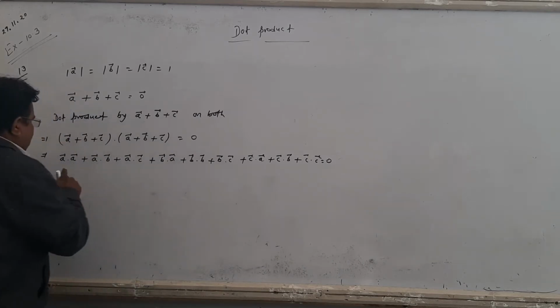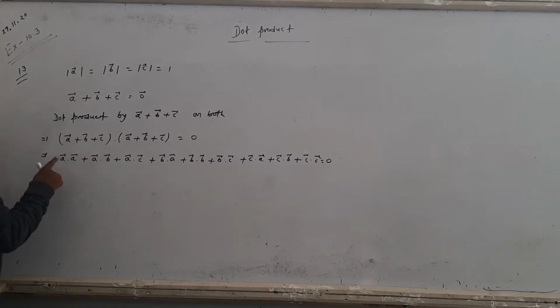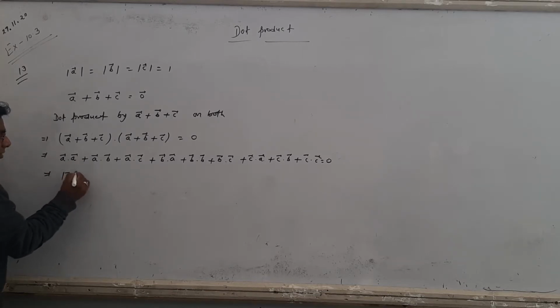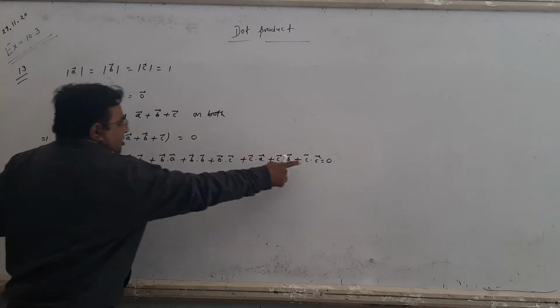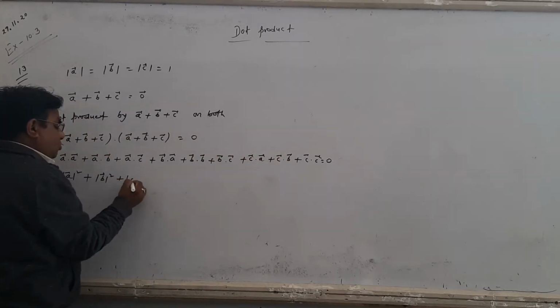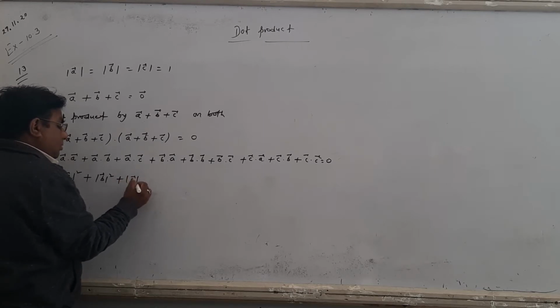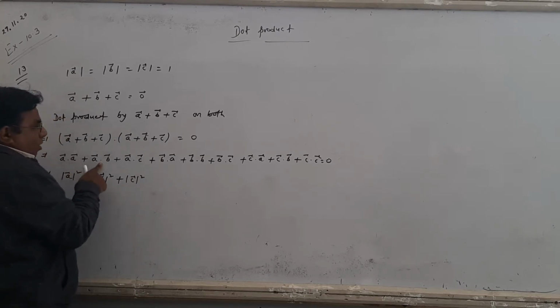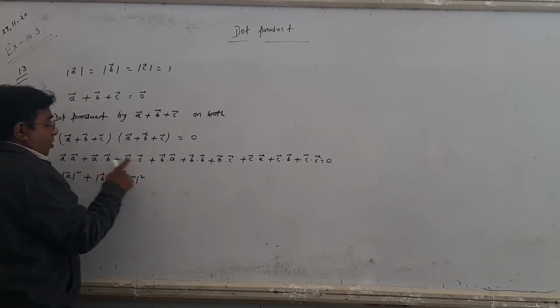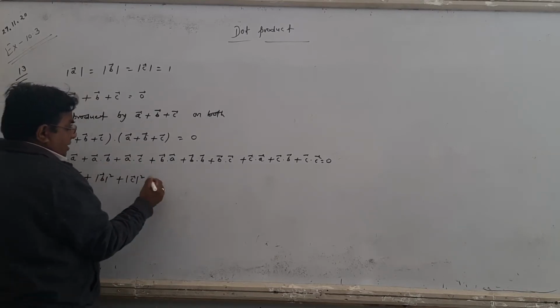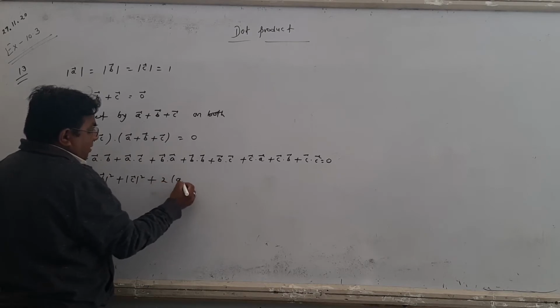Then, students, very important in dot product: what is the value of A dot A? That is the magnitude of A squared. Same thing, B dot B is the magnitude of B squared, and C dot C is the magnitude of C squared. And now A dot B and B dot A are equal, the commutative law will be applied. So that is twice of A dot B.